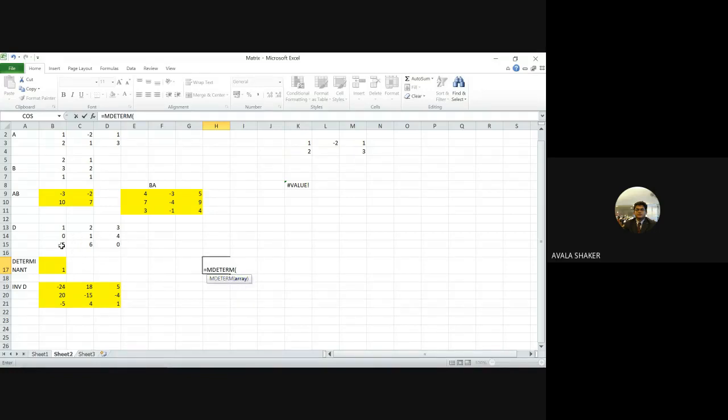Now this array, I have named it D. If you have given it a name, then that should be highlighted. If it is not, then you choose the array. So it takes it as D only. Have you chosen the array properly? Yes, sir.